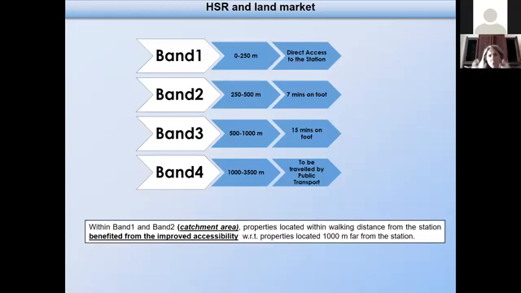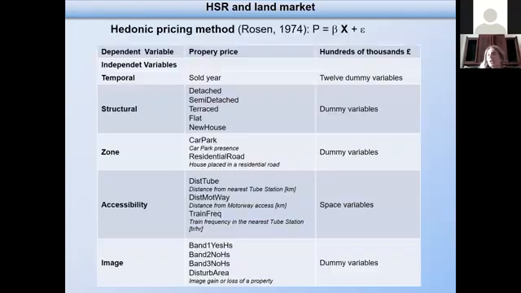And what I did was to consider bands of increasing distance from the stations, so band 1, band 2, 3, and 4. So I considered how the effect changed with increasing distance from the station. In the hedonic pricing model that everybody knows, the dependent variable is the property price. And then we have so many independent variables that I'm not going to list, but I wanted to focus your attention on the temporal variables, which are the sold year, a dummy variable whether that property was sold in that year or not. And then the band variable: band 1 if there is high-speed rail, band 2 if there is no longer the high-speed rail, in that band 3, etc.